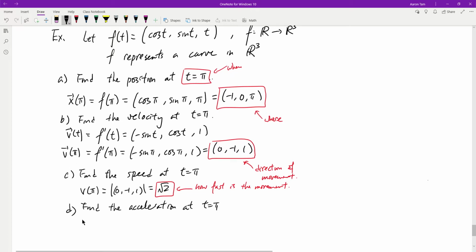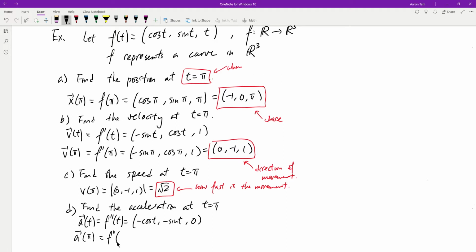So that will be vector a of t, which is f double prime of t. That would actually equal negative cosine t, negative sine t, 0. So then vector a of pi, which equals f double prime of pi, would equal negative cosine pi, negative sine pi, 0, which comes out to be negative 1, 0, 0. So this basically tells me which way we've been pushed.